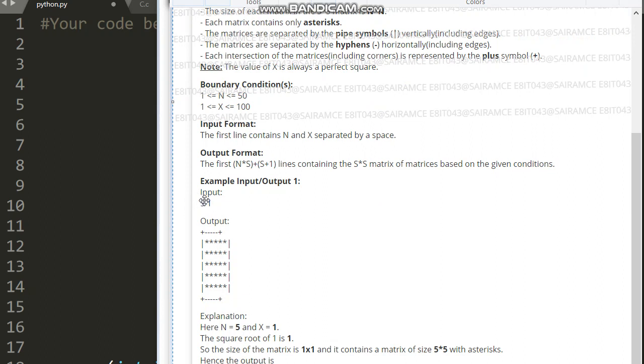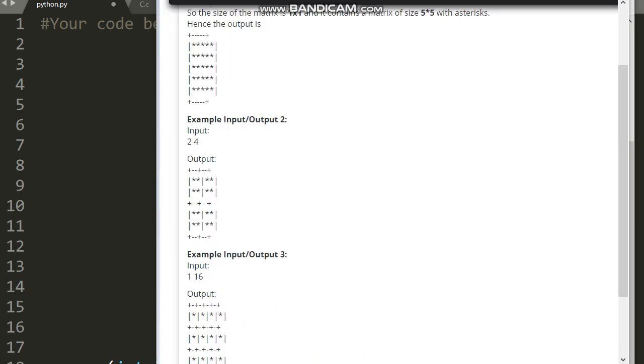So we have n as 5 and x as 1. So here we are going to have only one window because root of 1 is always going to be 1. So in each window we are going to print a 5 into 5 pattern, that is 5 into 5 asterisks that's going to be printed. So this is the first test case. This is a simpler one. So let's take a more complicated test case here.